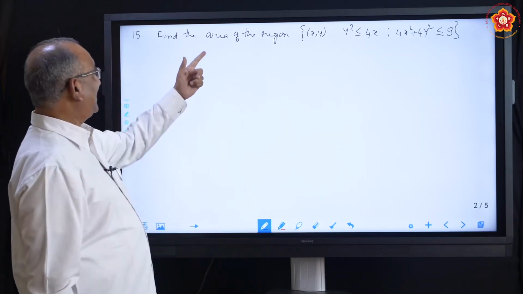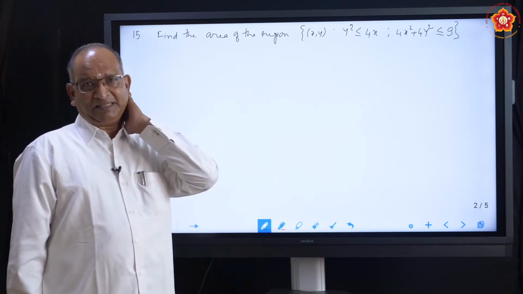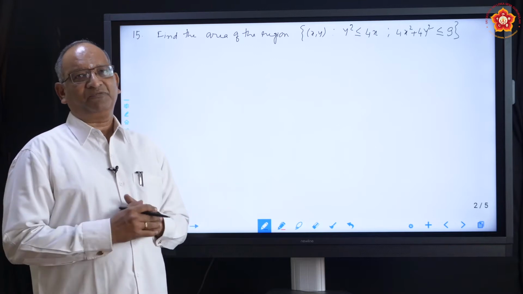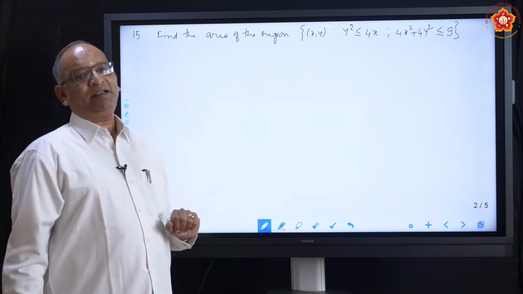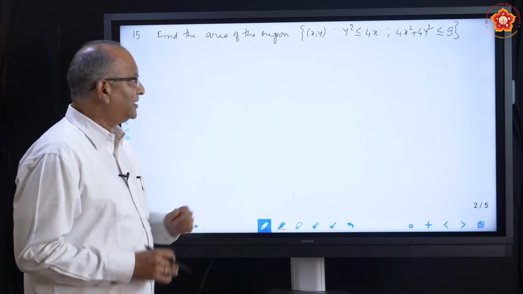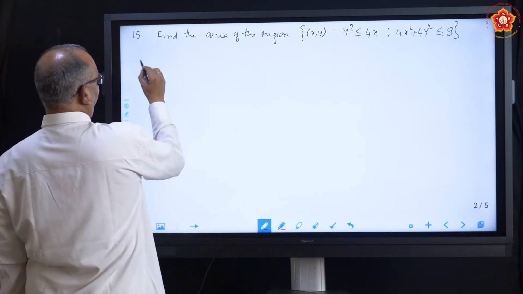Let us take up this problem. It is very similar to what we have just done, but at the same time with a small difference. What is the difference? There it was equal to, but here they are inequations. Okay? So what are the curves? One corresponds to the inequations.